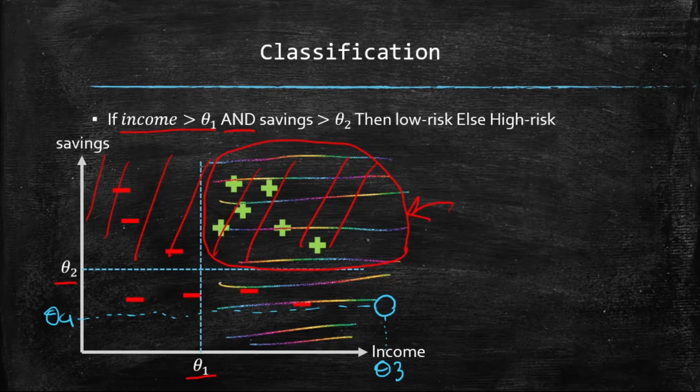Is the income of this guy higher than theta 1? Yes, because theta 3 is higher than theta 1. So far, so good. And is the saving of this guy higher than theta 2? No, it's not. Theta 4 is not higher than theta 2. It is actually lower than theta 2. So since both of them are not true at the same time, the machine would say, okay, this guy is not a low-risk customer, but they are a high-risk customer, so they will classify them as high-risk.